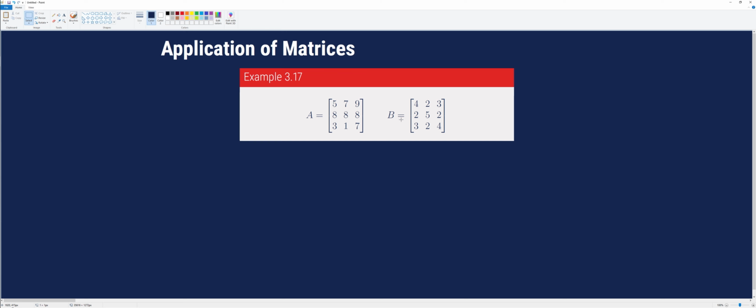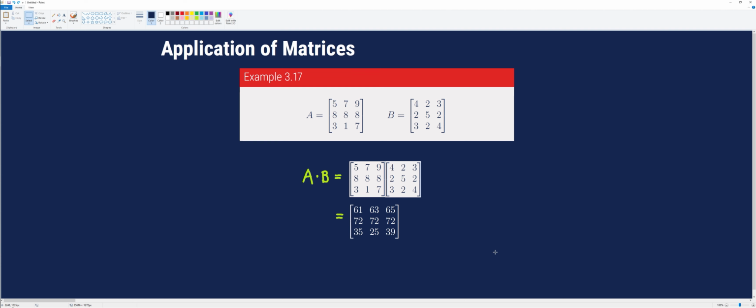Suppose we have two matrices, A and B, whose elements are defined here, and we are asked to multiply these matrices, which gives us the matrix C, which is equal to this matrix. Is there a way that we can get matrix A from matrix C?